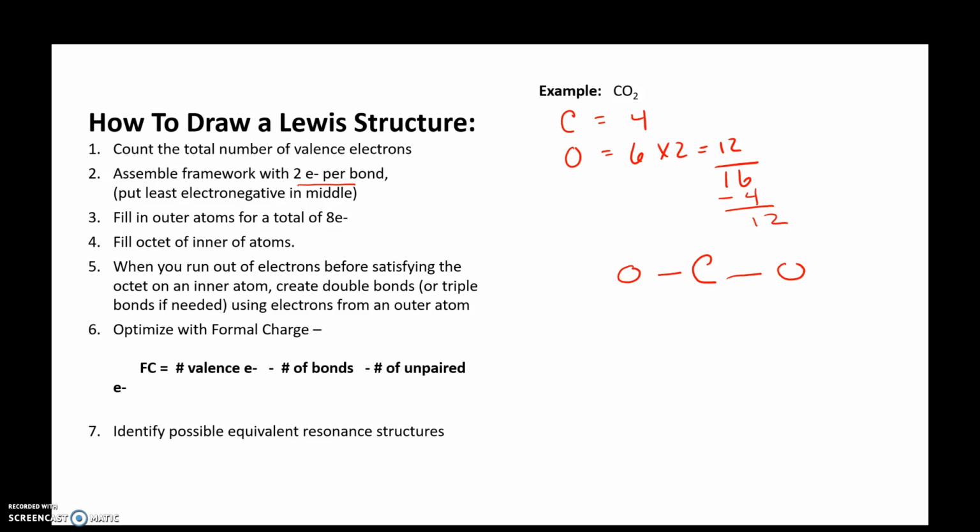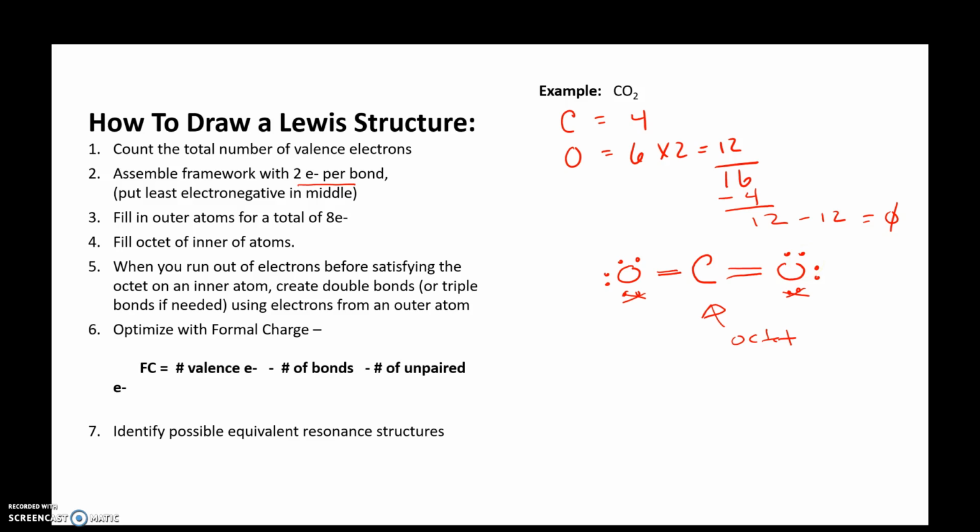Each bond, remember, has 2 electrons, so I have used 4 electrons. I have 12 left. So to fill the octet of the outer atoms, the oxygens, I'm going to give them electrons. That used up 12 electrons, so now I have 0 left. But I have a problem because carbon only has 4 valence electrons, 2 for each bond. So now I need to borrow 2. I need to borrow 2 from one oxygen and put it into a double bond, and I'm going to borrow 2 from that oxygen, and now carbon has an octet, as do the oxygens.